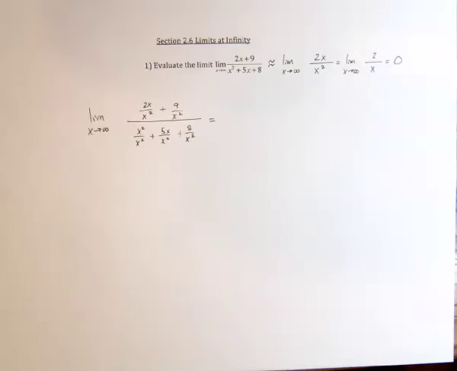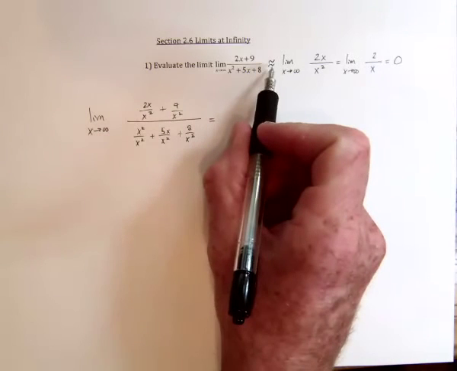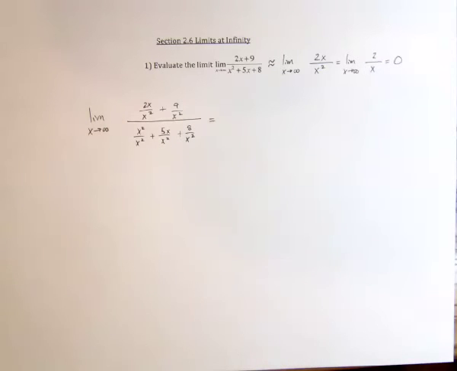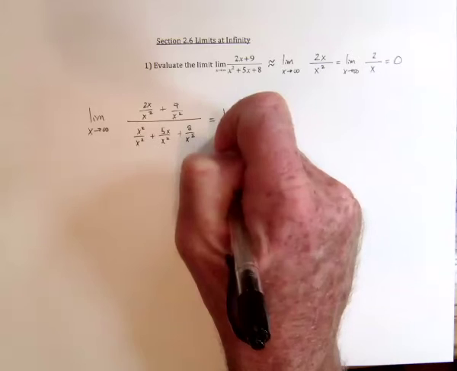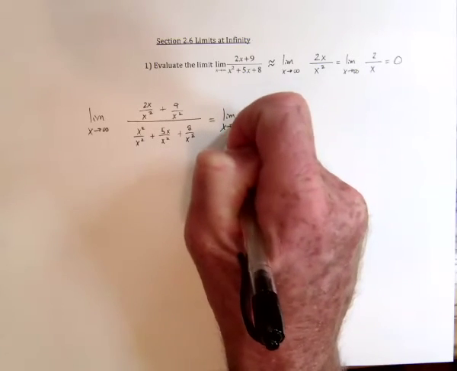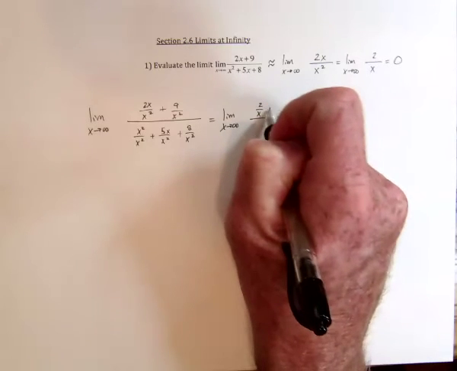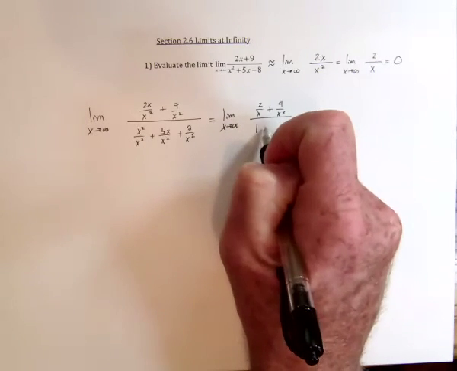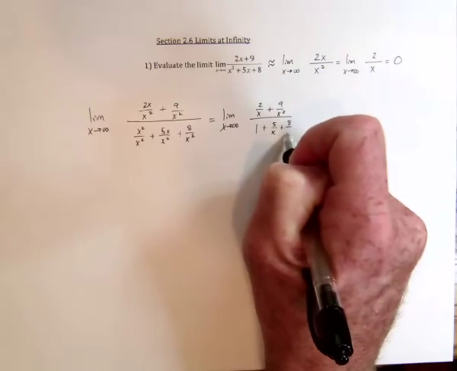So for me, the disadvantage of doing this is you have to write all of this extra stuff. But you don't have to write the squiggly equals, because it's not an approximation, this is exact. So now reduce. We've got the limit as x is going to infinity, and it's going to be 2 over x and 9 over x squared, over a 1, a 5 over x, and an 8 over x squared.